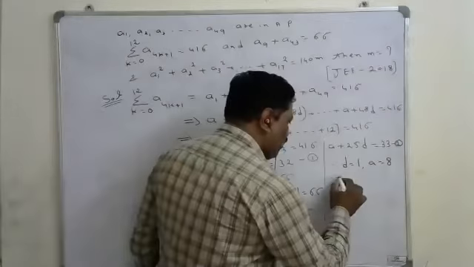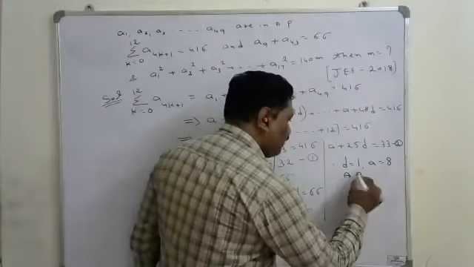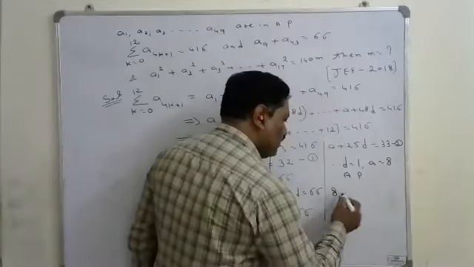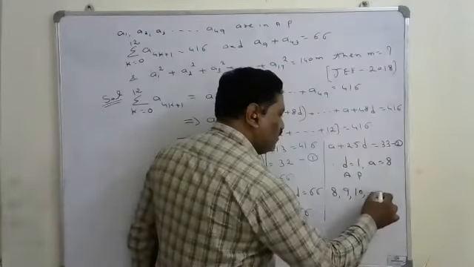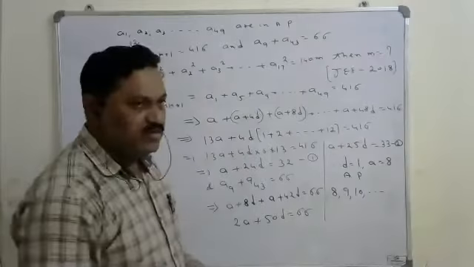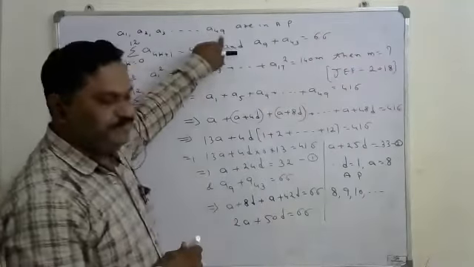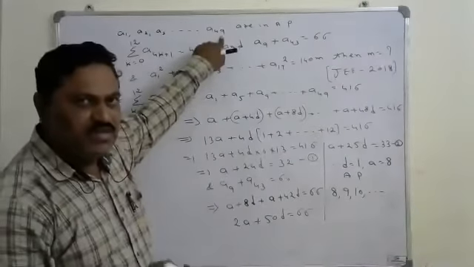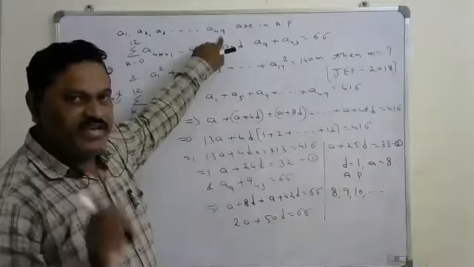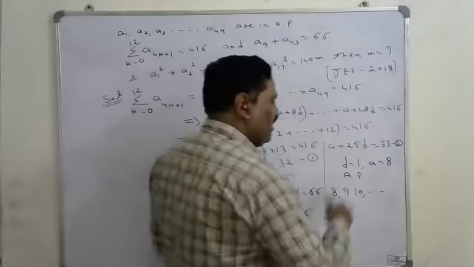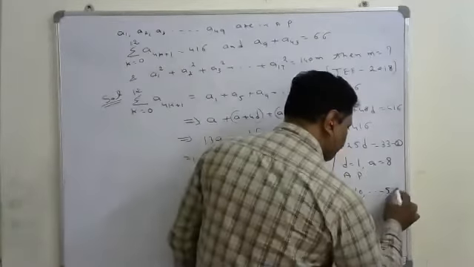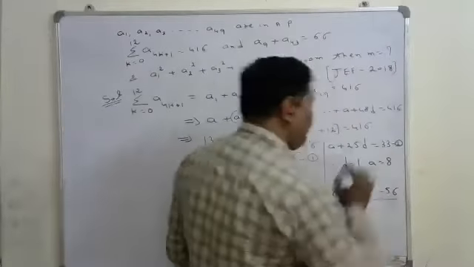So therefore, what will be that AP? First term is 8. The second term, D is 1, means 9, 10, 11, and so on, up to where the last term is the 49th term. The 49th term is A plus 48D. A means 8 plus 48, that is 56. This is that AP.